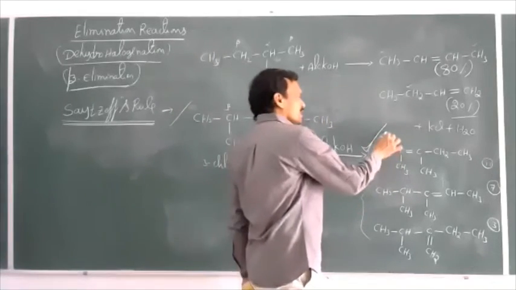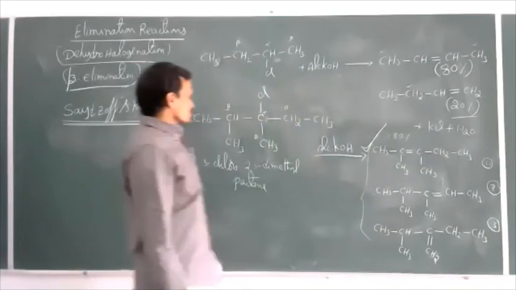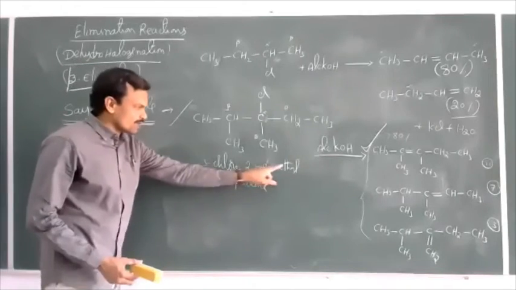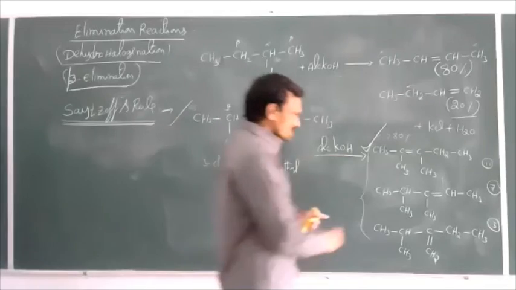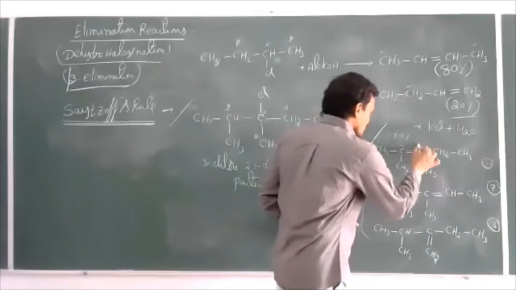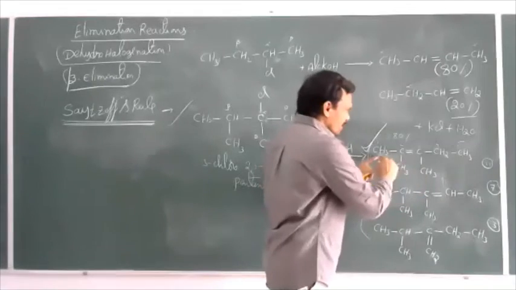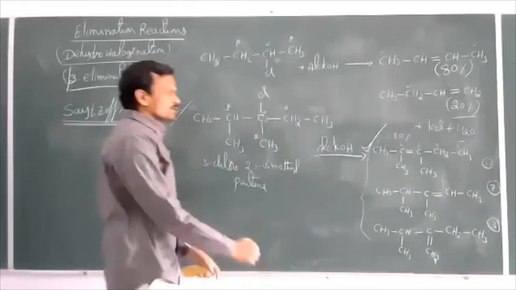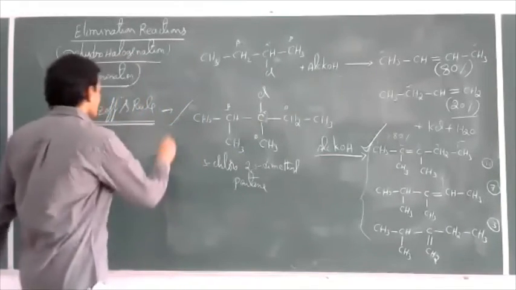So more than 80% of the product formed here is the first one. So dehydrohalogenation of 3-chloro-2,2-dimethyl gives, what is the name of this compound? 1, 2, 3, 4, 5. 2,3-dimethylpent-2-ene. So this is the product formed here. 2,3-dimethylpent-2-ene. So like this.